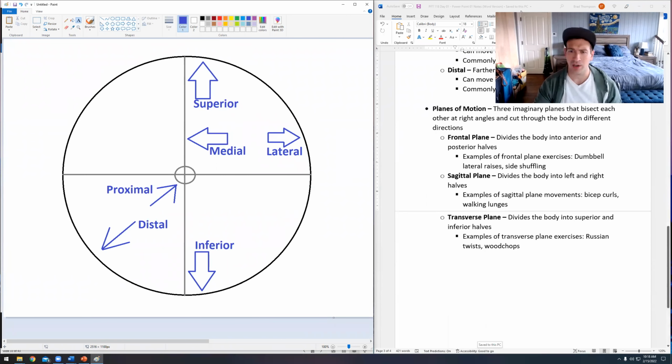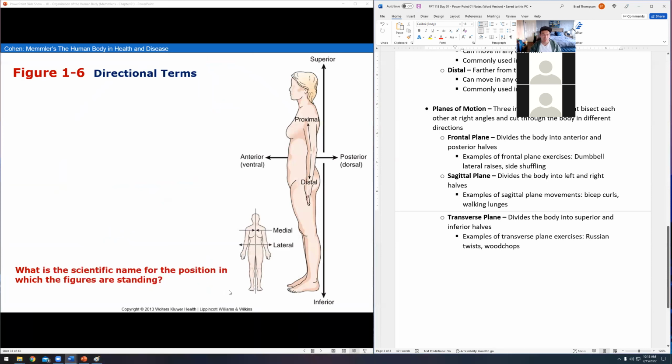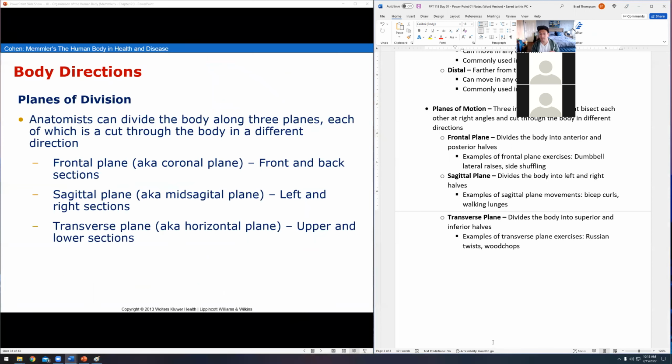Everybody pretty good on that? Questions or comments on our directional terms? These are the type of things that make really good homework questions. So I want to make sure these are pretty clear because you'll probably get a question on that. Solid. Okay. What's that, Danny?